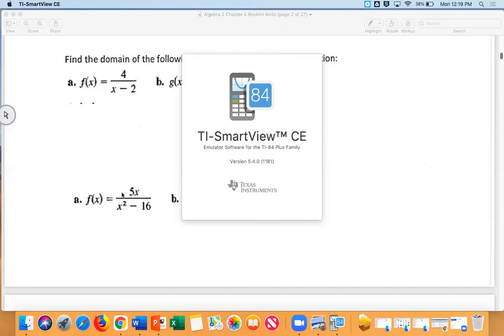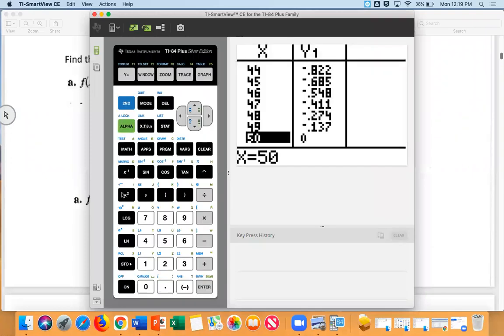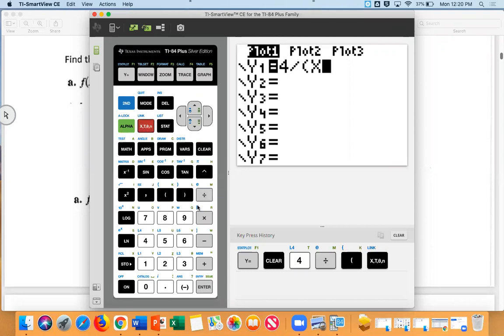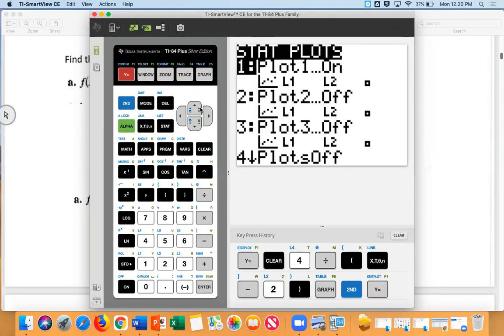All right, for those of you at home who already have your calculator out, go up to y equals and plug in 4 divided by x minus 2. I'm going to clear that out. 4 divided by parenthesis x minus 2. And then hit graph. Oops, I have my stat plot on.